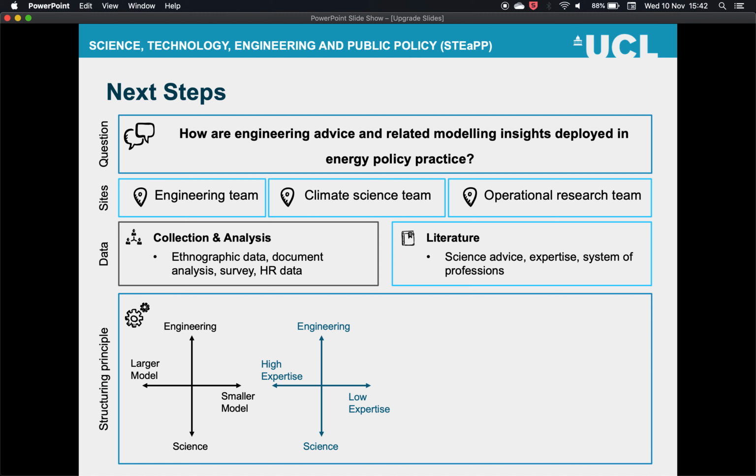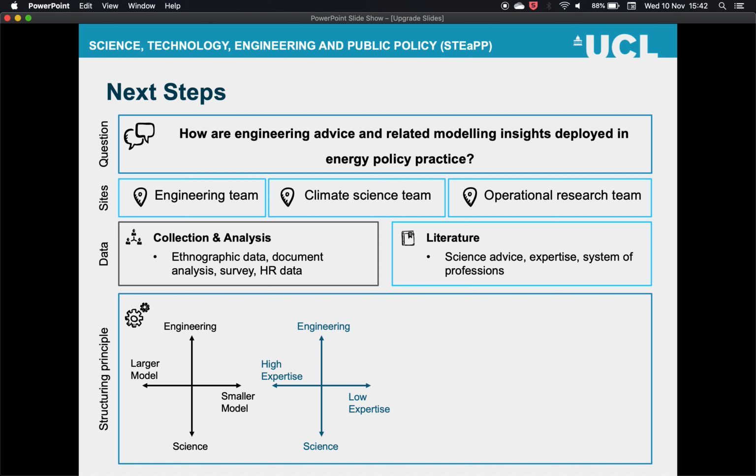Finally, the structuring principle. So this draws on everything I talked about in the results, and what I want to look at is engineering versus science, and then larger and smaller models, and high and low expertise. So within those two matrices, understand how the different professions see each other, so that's on the vertical axis, and how that influences advice, how the model size influences advice. Think about the number of stakeholders and points of views, for instance, that we mentioned earlier.